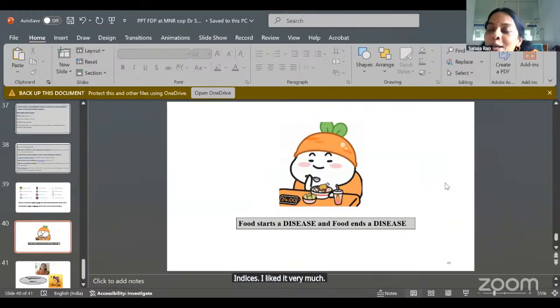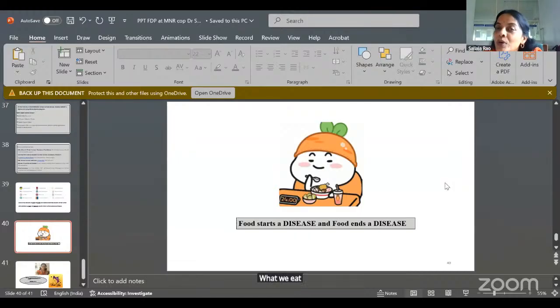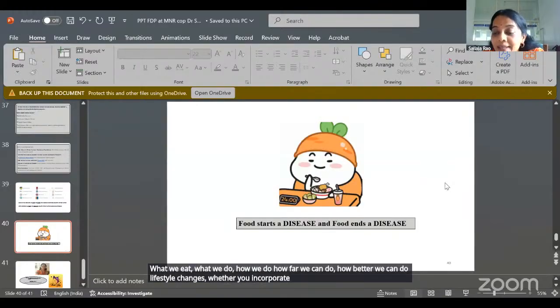So it is all about the food. Now it is open, it is there in our hands. What we eat, what we do, how we do, how far we can do, how better we can do. Lifestyle changes, whether you incorporate exercise or a physical activity, etc. Get inspired by other people or get inspired by yourself. It is up to you.